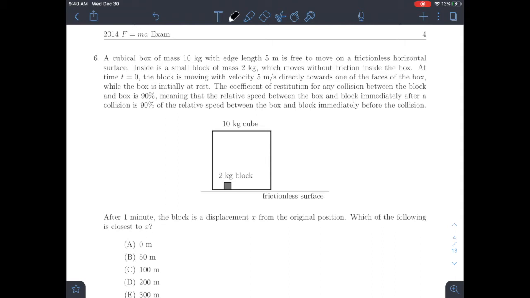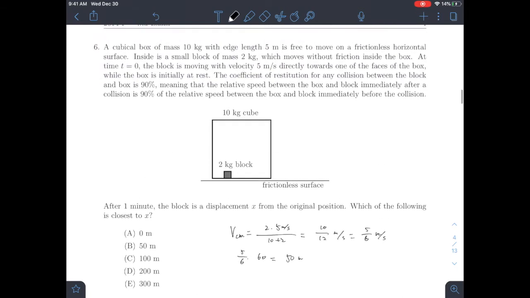So what is the velocity of the center of mass of the system? We have v, which is equal to the total momentum, 2 times 5 meters per second, over 10 plus 2, which is 10 over 12 meters per second. That's the velocity of the center of mass, which is equal to 5 over 6 meters per second. Then times 60 seconds, we have the distance traveled in 1 minute, which is 5 times 60 over 6, which is 50 meters. So the answer is B.